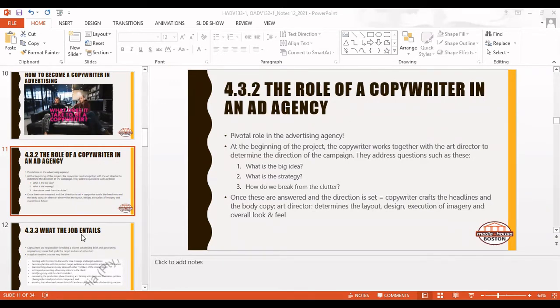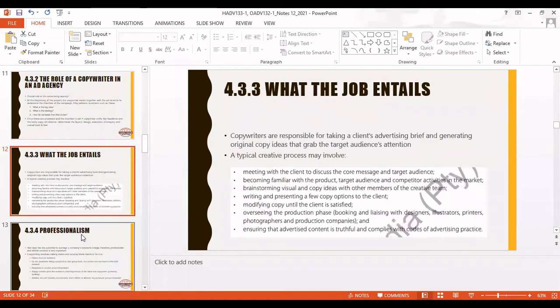Let's look at what the job actually entails for a copywriter. Copywriters are responsible for taking clients' advertising briefs and generating original copy ideas that grab the target audience's attention. So once you meet with the client, remember your account executive meets with the client. There's now a client brief. A copywriter now develops ideas from that brief. Now you understand what kind of client you're dealing with, what it is that they want. Then you start to generate very creative ideas.